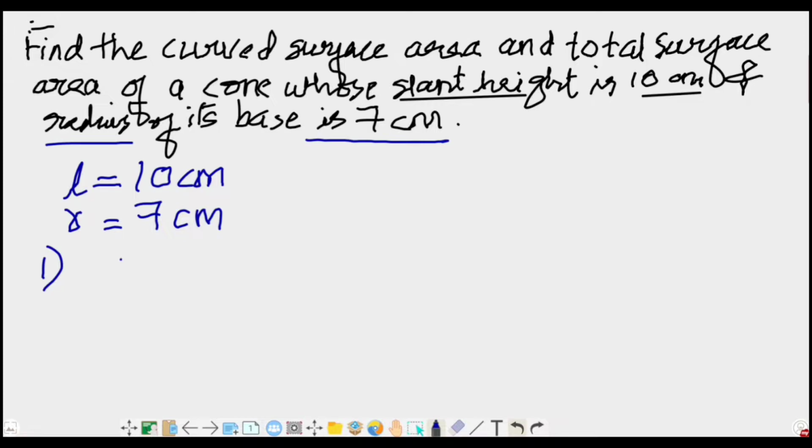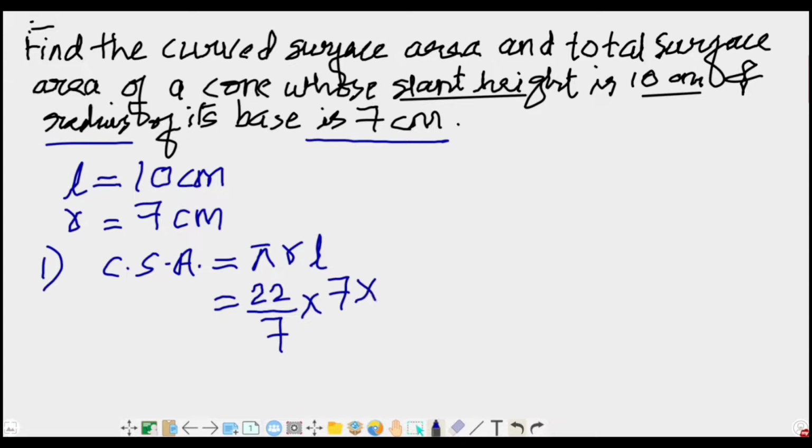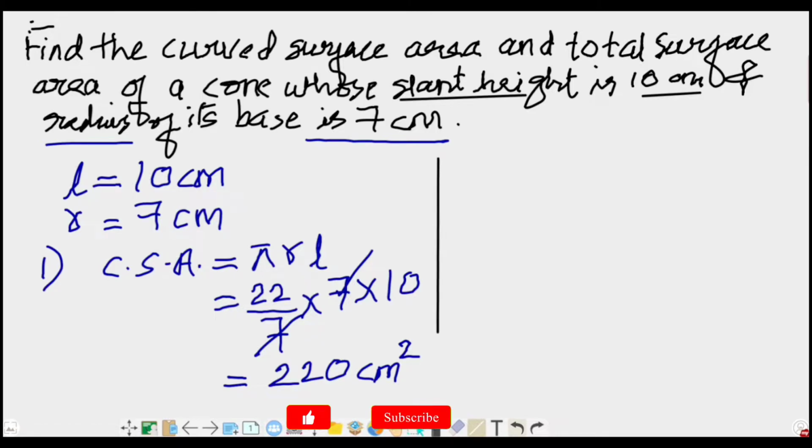So first let's calculate this curved surface area. Formula for curved surface area is pi r l. I told whenever any of the dimension is divisible by 7, substitute the value of pi as 22 upon 7. Radius is 7, slant height is 10. When you cancel 7, 22 into 10 will give you 220 centimeter square. So this way you will get curved surface area.